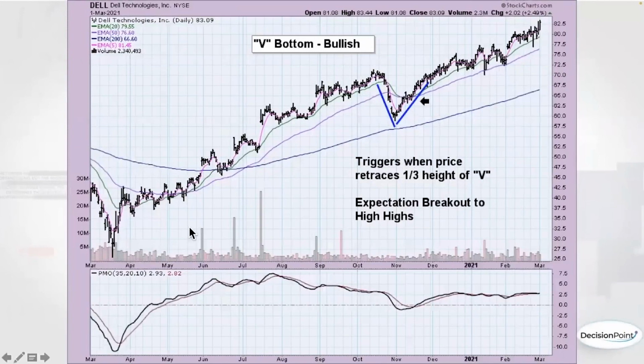Now, this is the V bottom. And again, you can see it back here as well. You get these V-shaped recoveries, as we often talk about them. And the idea behind these patterns is you get the V, and once it retraces one third of this side, so basically right about here, that executes that pattern. And that pattern tells us that we should expect not only a continuation of the rising trend, but we should see price overcome the left side of this V bottom. And certainly that's what we saw in the case of Dell back in March of 2021.